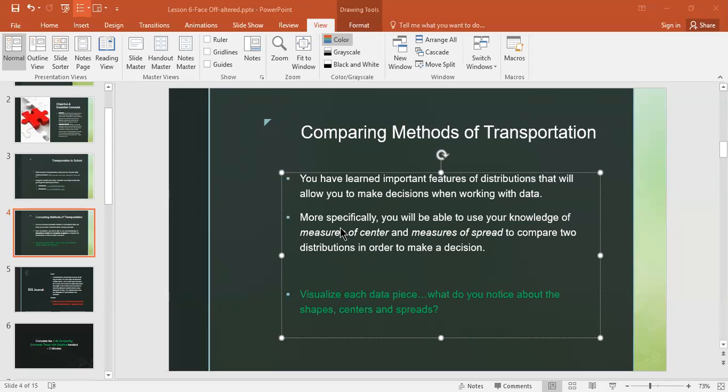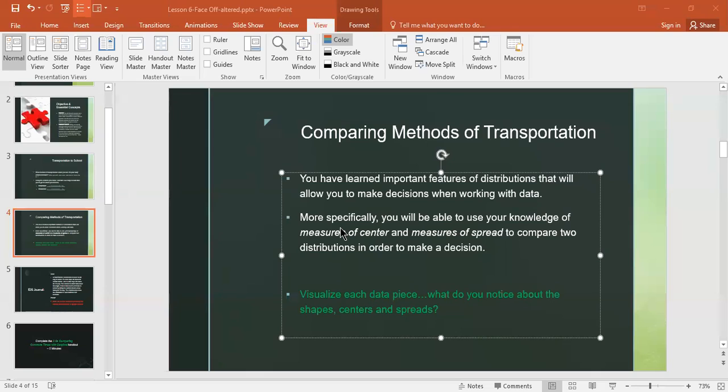The MAD, the mean of absolute deviations. In the name, it has the word mean. So for a measure of spread, when we're working with the mean, we use the MAD as the measure of spread. So they kind of go hand in hand.